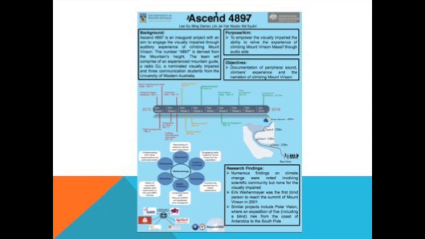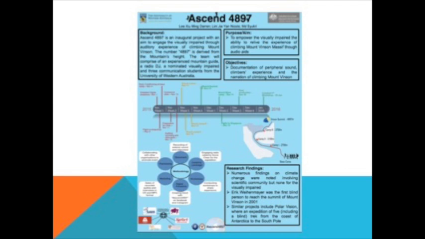So here's another project called Ascend 4897. There's not very much text, a lot of diagrams here. The aim of the project was to empower the visually impaired and give them the ability to relive the experience of climbing Mount Vision Massif through audio aids, which is a really creative, quite bold project really, to take people who are visually impaired up a mountain with visual aids. It sounds very extreme sport, courageous and very creative as well.